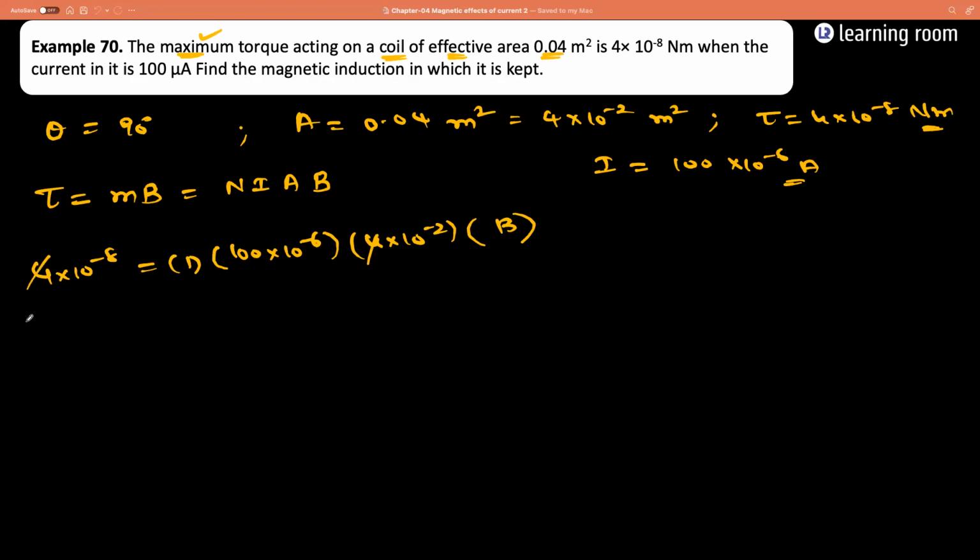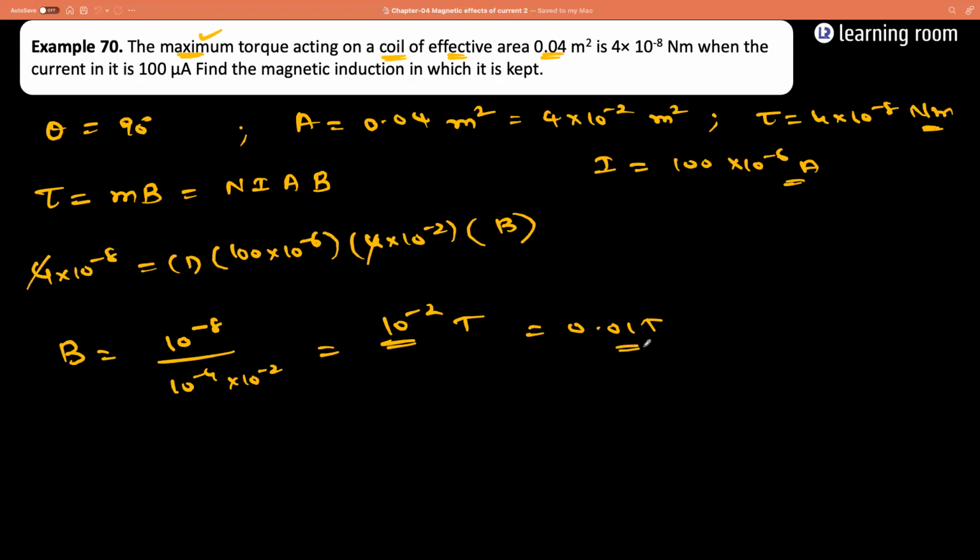So 4 and 4 are lost. B will be equal to 0.0, 0, 0. It is 10 power minus 2 basically, or 0.01 Tesla. Right. It's actually a simple problem.